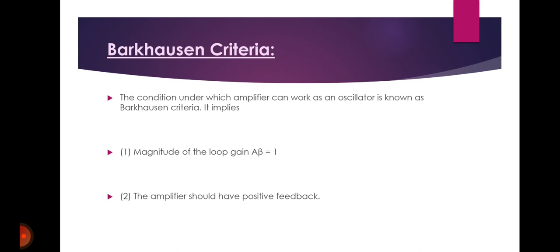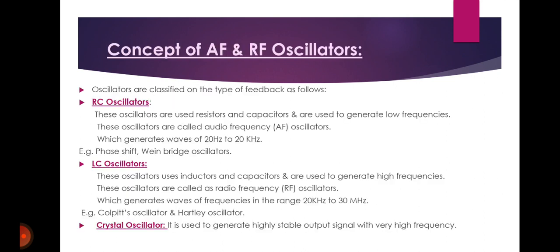And the second thing is that the amplifier should have positive feedback. So these are the two conditions for the oscillator. For the amplifier to work as an oscillator, these two conditions must be satisfied. Then see the concept of AF and RF oscillators.